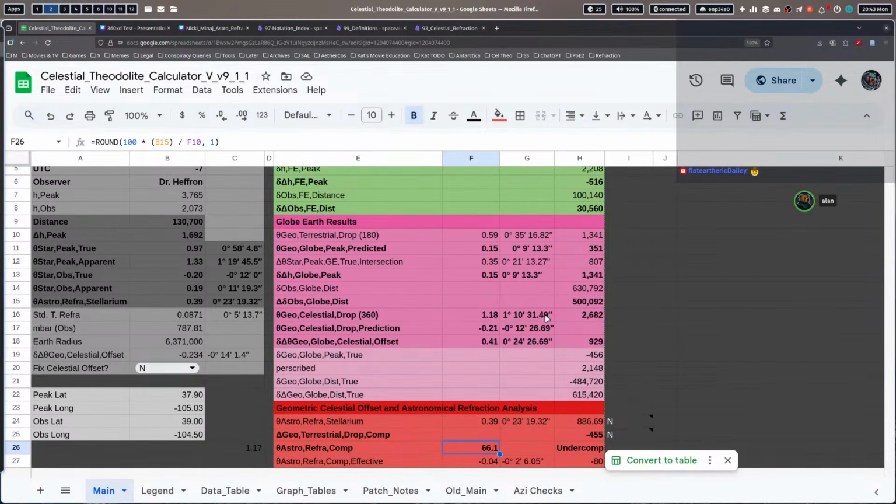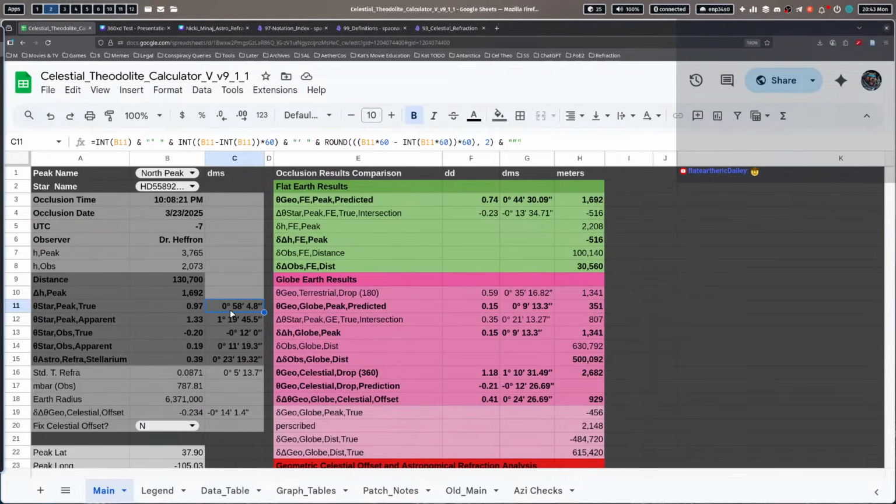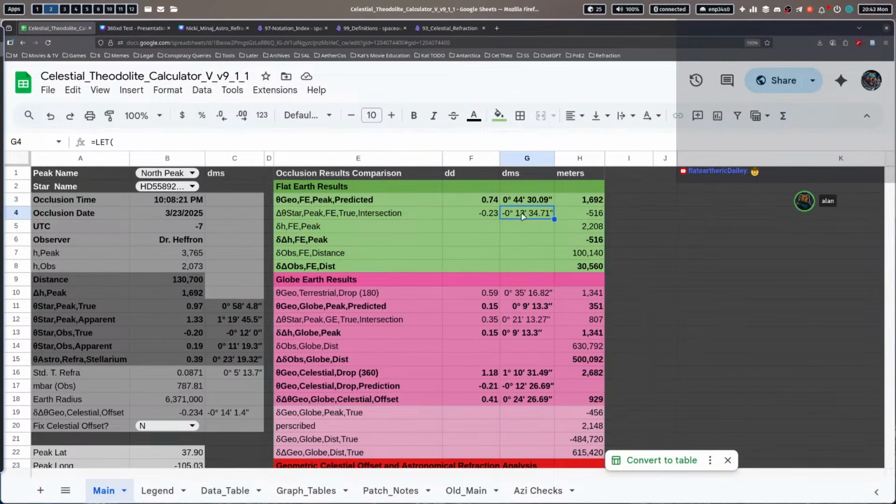Another instance of that where they were unable to predict it. Now, here we were off on 13 minutes of separation between the peak's true position, because we predicted 44 arc minutes for the physical elevation of the peak, and the true position of the star with respect to the peak turned out to be 58 arc minutes. So 13 arc minutes of separation for us, and for what the globe predicted for the physical elevation of the peak and their true position, there's a 21 arc minute difference.